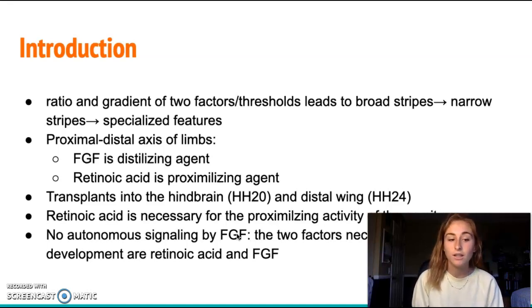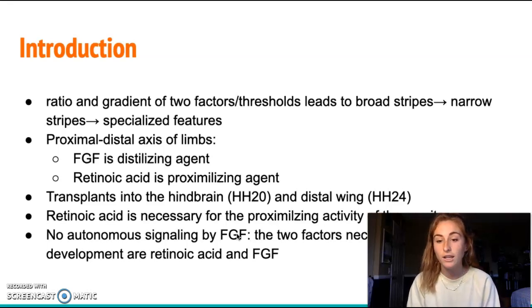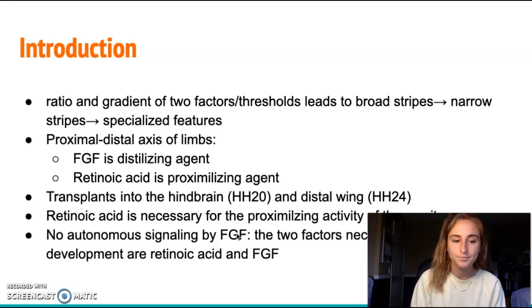Within this study, they were trying to determine what signals were proximalizing and distalizing limb development, or if it was simply autonomous signaling. Their background knowledge included the FGF and Wnt signaling, and they chose to transplant the limb buds, recombinant limbs, or RL is what they call them, into the hindbrain because it lacks large amounts of natural or endogenous retinoic acid. So they could determine if the FGF signaling was autonomous or if it was dependent on a gradient like I've already shown you between retinoic acid and FGF.